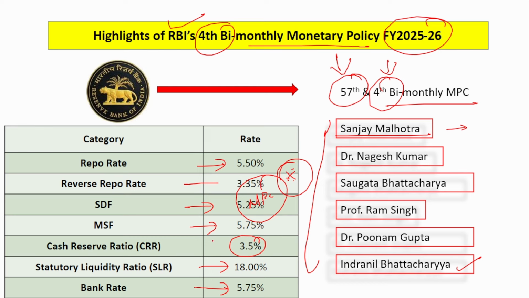Only the cash reserve ratio, as planned already by the previous MPC meeting, they plan to reduce it by 100 basis points, 25 basis points in 4 tranches. In 4 tranches, this 100 basis points will be reduced, 25 basis points per tranche. So now the cash reserve ratio stands at 3.5%.